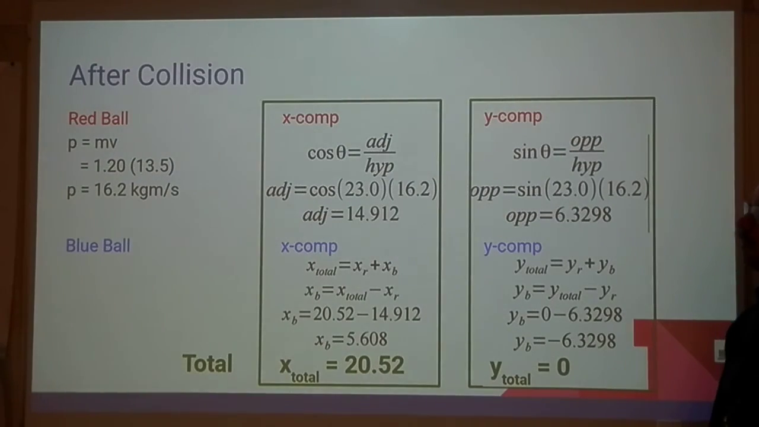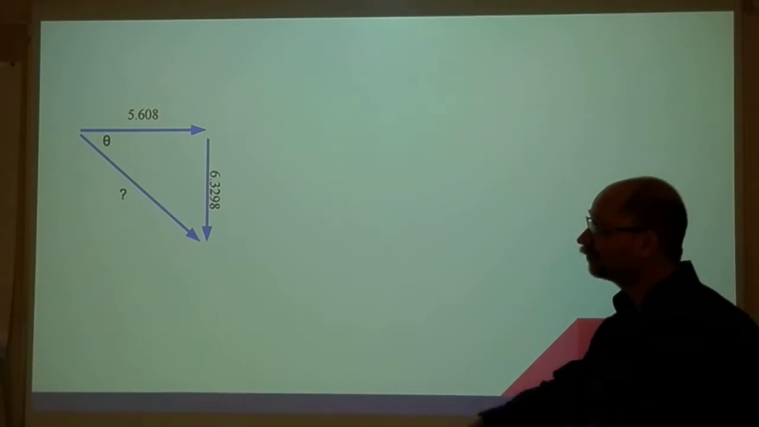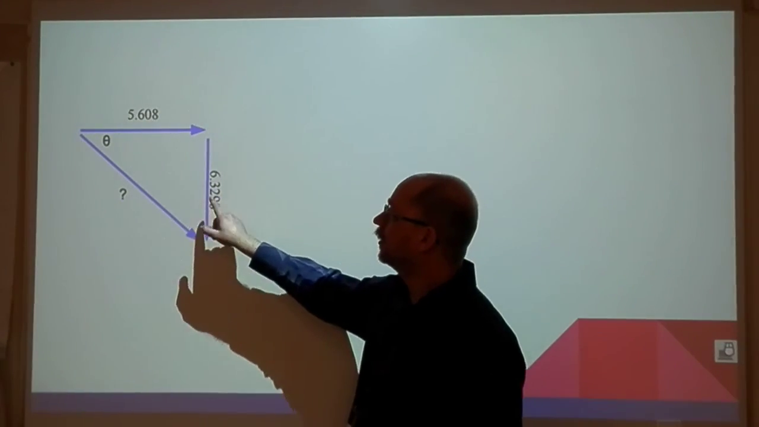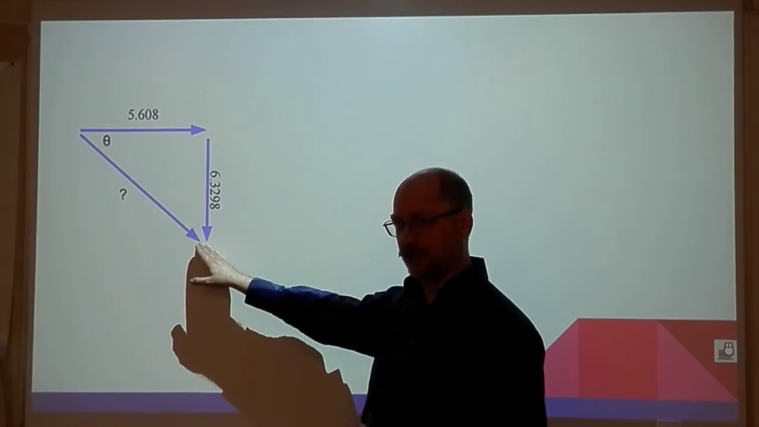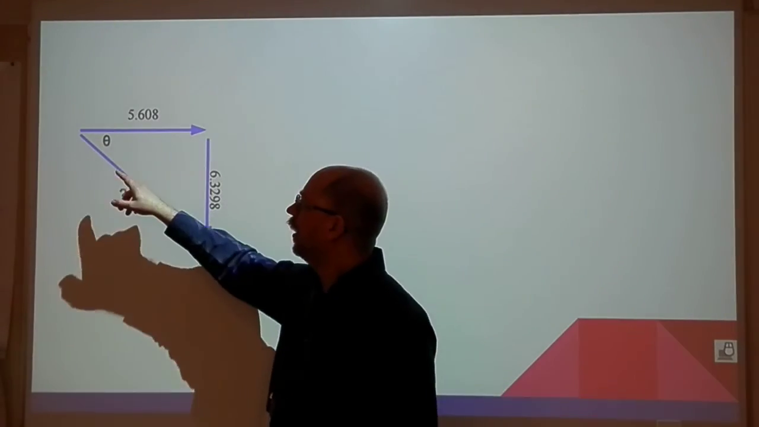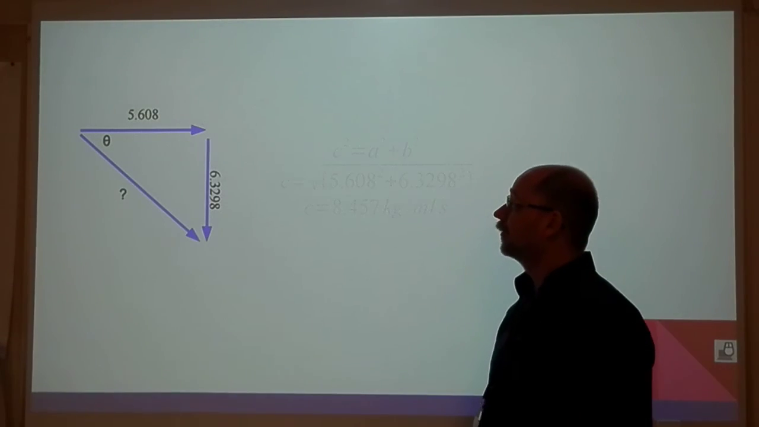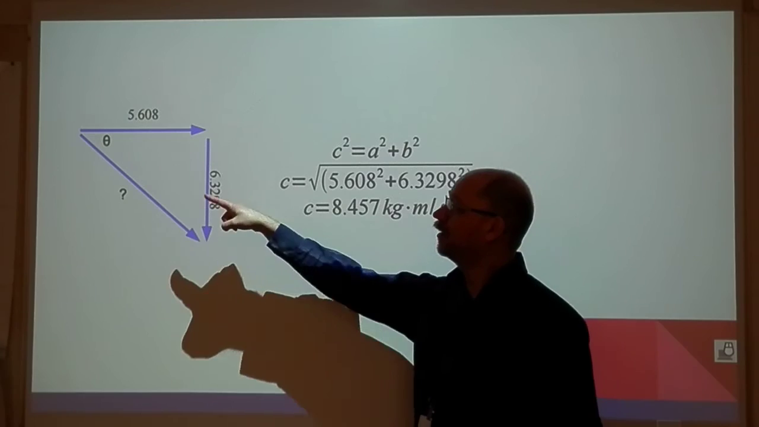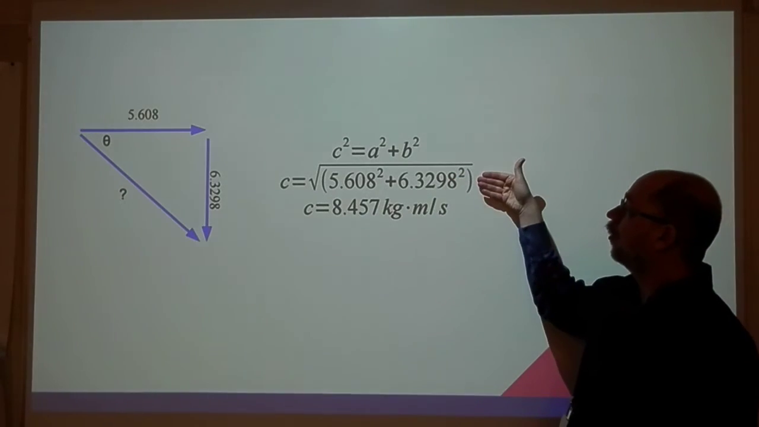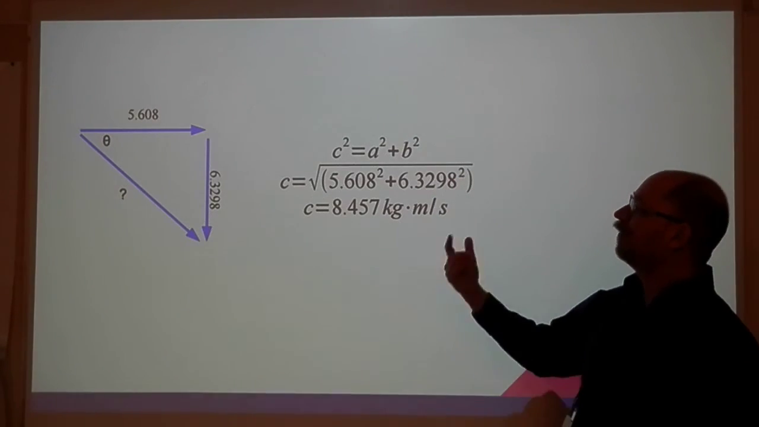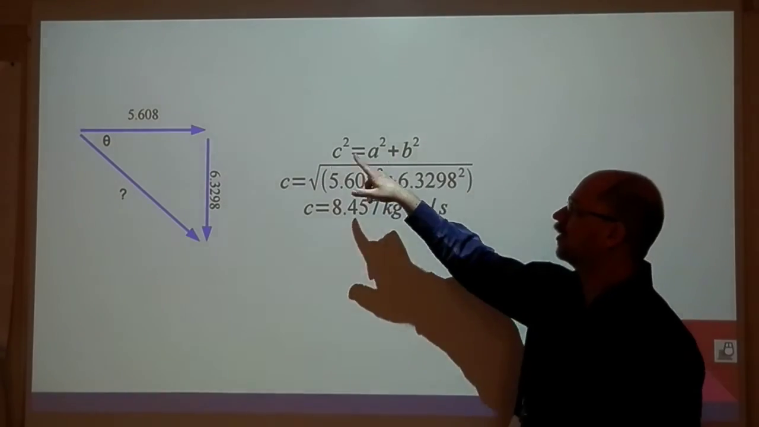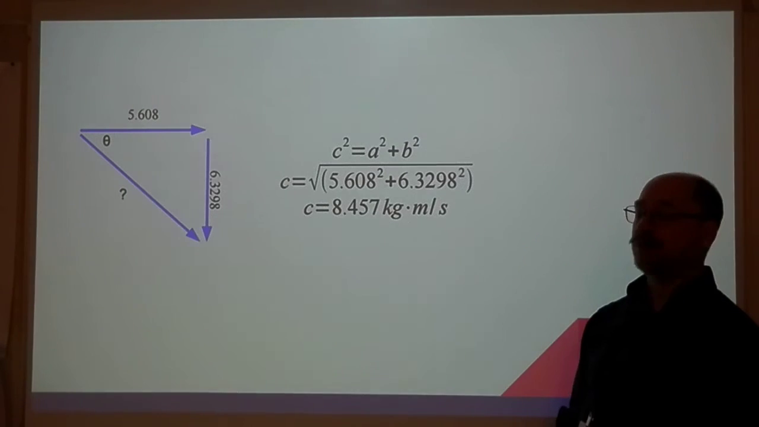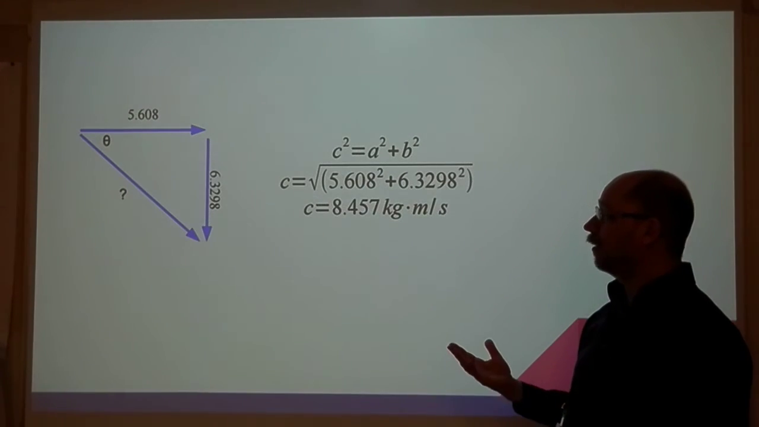I can use those to build a triangle, like this. The blue ball x and y components can give me its resultant, what it's actually doing, and I can also get the angle from that. So I go ahead, I set up some Pythagoras, I've got my two sides, and I want the hypotenuse. So I go ahead and I drill those numbers in. Don't forget stuff like squaring each of these and then square rooting the whole thing. Those are easy things to miss. Gets me my answer, 8.457 kilogram meters per second.